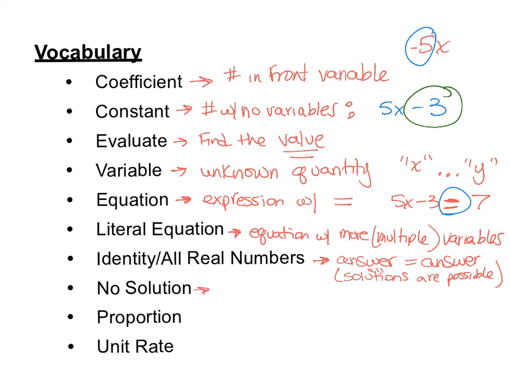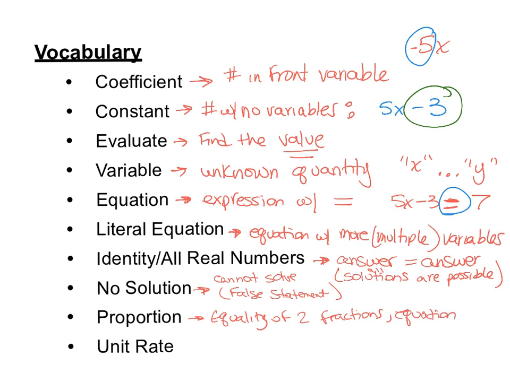No solution is when you cannot solve because you get a false statement when solving. A proportion is the equality of two fractions. It's basically two fractions equal to each other. It's an equation where two fractions are set up equal to each other, and in order to solve, you cross multiply. Unit rate is the rate for one item.